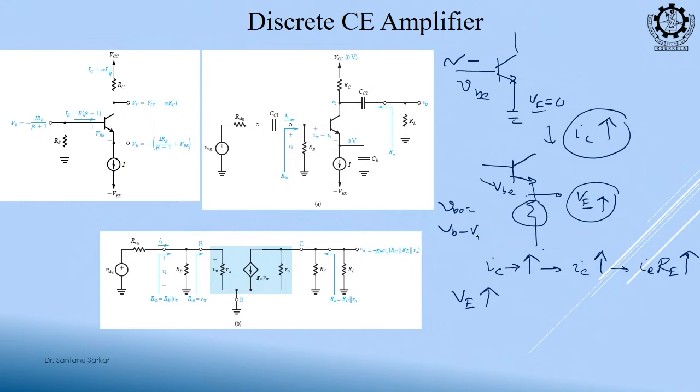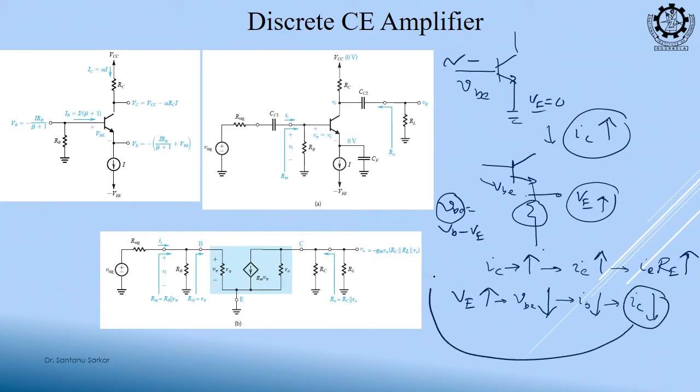VB minus VE. This is a minus sign, no? So, if VE is increasing, what will happen to VBE? It will decrease. Now, see, if VBE is decreased, what will happen to IB? Decrease. If IB is decreased, what will happen to IC? Decrease. So, you see this is going to counterbalance this, clear. So, this is a negative feedback.